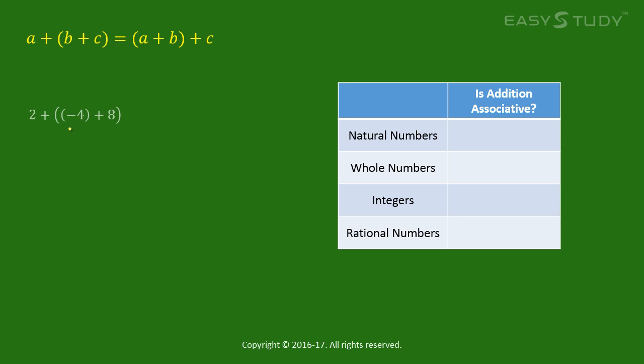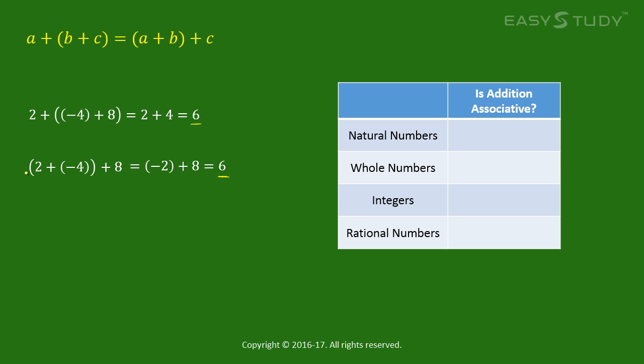Let's see another example. 2 + (-4 + 8) is equal to 2 + 4, which is equal to 6. Now let's change the grouping. (2 + -4) + 8. Here we are grouping these two numbers. If you simplify this bracket, that is -2 + 8, which is equal to 6. So they both are giving us the same result.